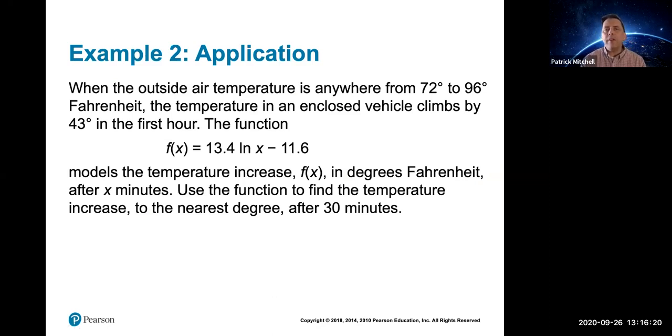When the outside air temperature is anywhere from 72 to 96 degrees Fahrenheit, the temperature in an enclosed vehicle climbs by 43 degrees in the first hour. The function f of x equals 13.4 times natural log of x minus 11.6. So notice that there are no parentheses around x minus 11.6. So that means take the natural logarithm first and then multiply by 13.4. And the very last thing you'll do is subtract 11.6.